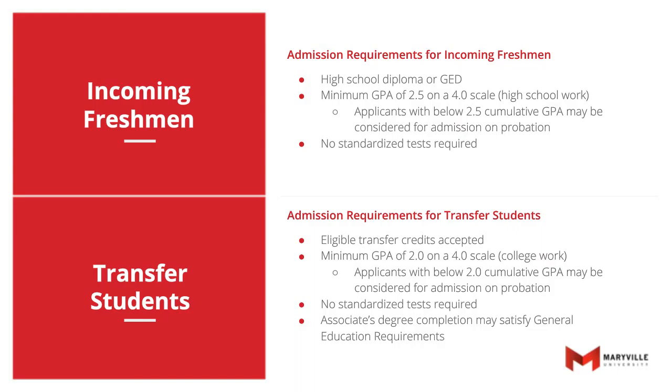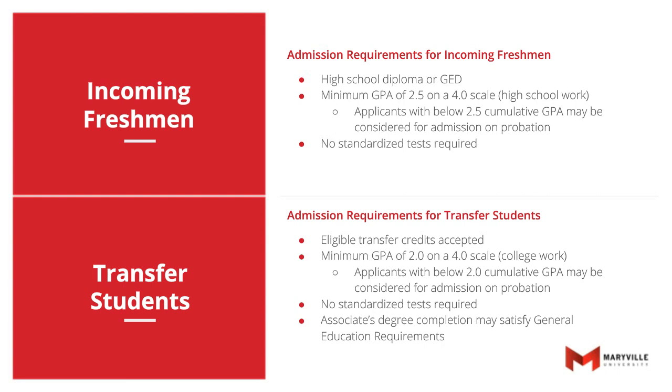So if you are an incoming freshman, so you graduated high school, you don't have any college credit, you're coming in fresh, we do require that you have earned at least a high school diploma or your GED, and we would require that you have the official diploma sent to us. Now, we are typically looking for students who have graduated high school to have a minimum GPA of a 2.5 on a 4.0 scale within your high school work.